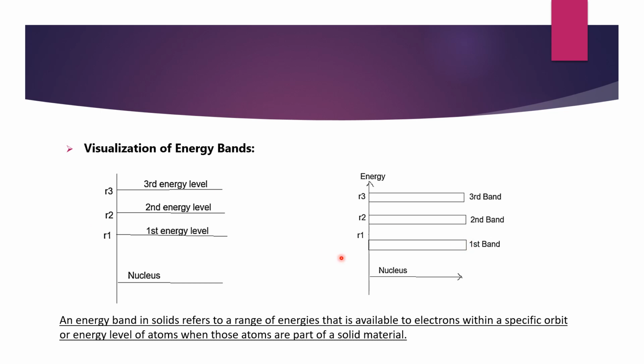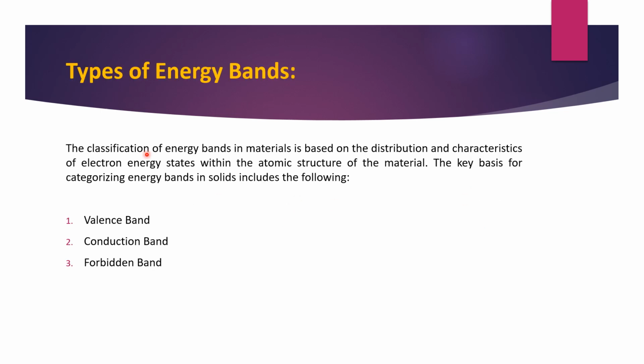Now you can understand the definition. An energy band in a solid refers to a range of frequencies available to an electron within a specific orbit, this specific orbit R1, R2, R3, or the energy level of an atom when those atoms are a part of a solid material. Here, there are three types of energy bands that we are most probably going to study. We all know that the energy bands depend on the distribution and characteristics of energy levels.